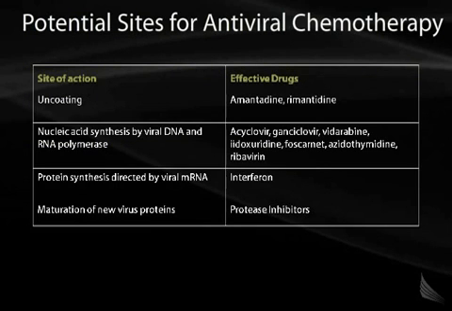For antiviral chemotherapy, there are multiple different sites of action that can be used to kill the virus. For uncoating the medications, amantadine and rimantadine are commonly used. Some antimetabolites, such as acyclovir, ganciclovir, and vidarabine, are used to block nucleic acid synthesis. Interferon is actually used to block protein synthesis directed by viral mRNA. And protease inhibitors are used to block the proteases that are responsible for maturation of virus proteins.